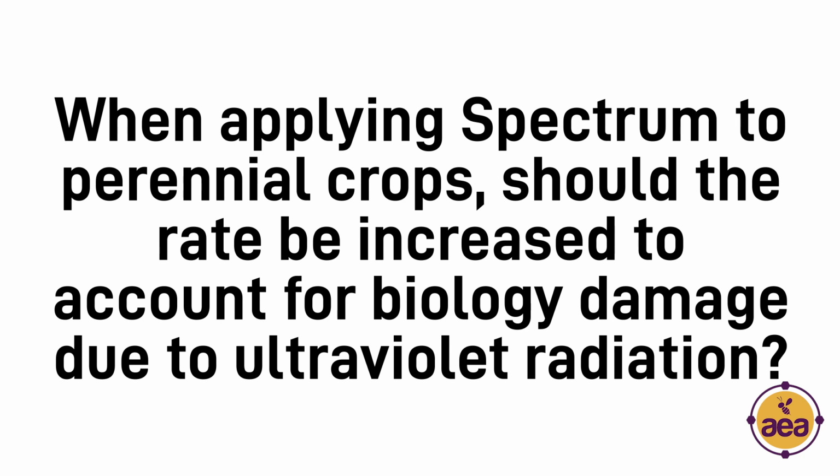Riley asked the question, when applying Spectrum to perennial crops, where it is difficult or impossible to incorporate, should the rate be increased to account for biology damage to ultraviolet radiation? You guys ask the most fascinating questions. That's a good one, Riley. The key to protect them from ultraviolet radiation is to make your spray solution black. And so we typically have a bit of the humicarb incorporated into the Rejuvenate product. Rejuvenate obviously makes the material dark. You can add even more humicarb if this is a concern.